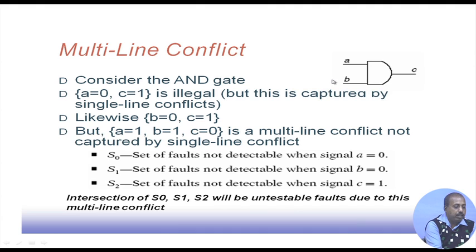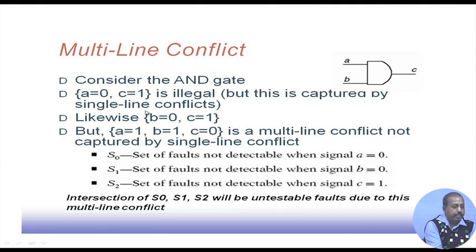This cannot be found by a single line conflict, because S0 is the set of faults not detectable with signal A equal to 0. Similarly, S1 is the set of faults not detectable with B equal to 0. S2 is the set of faults not detectable when signal C equal to 1. If we take the intersection of these 3 sets, that will give us the untestable faults due to this multi-line conflict. So, A equal to 1, B equal to 1, C equal to 0 is a multi-line conflict which is not covered by the single line conflict.